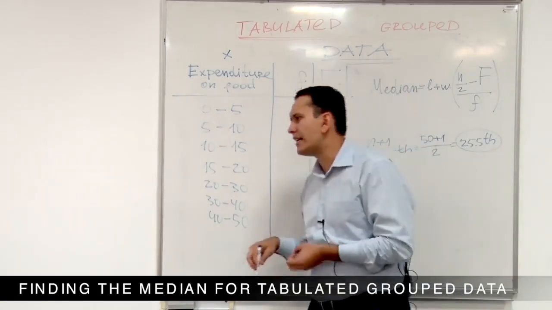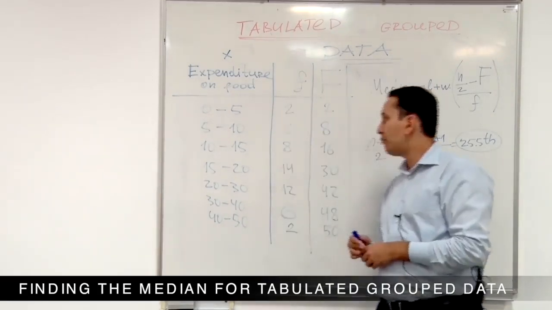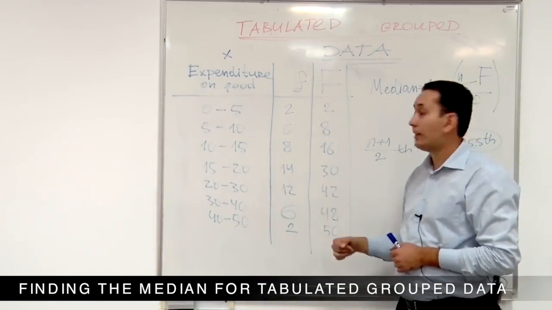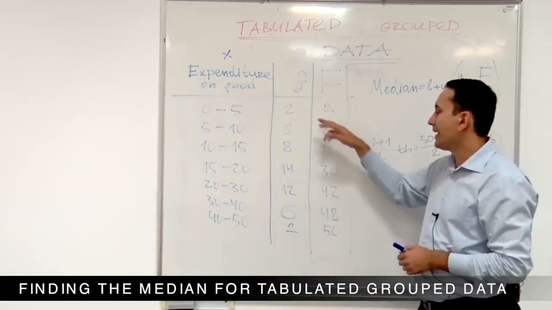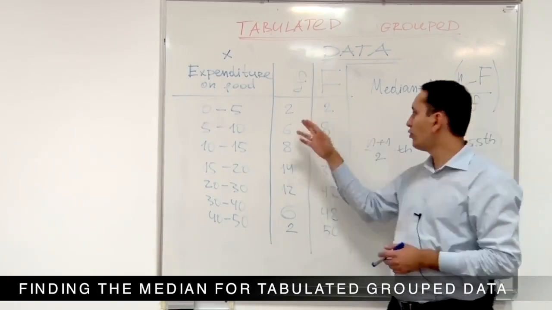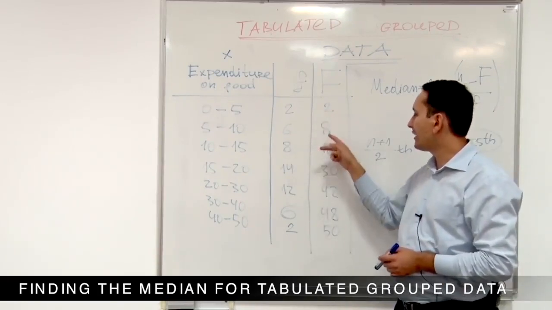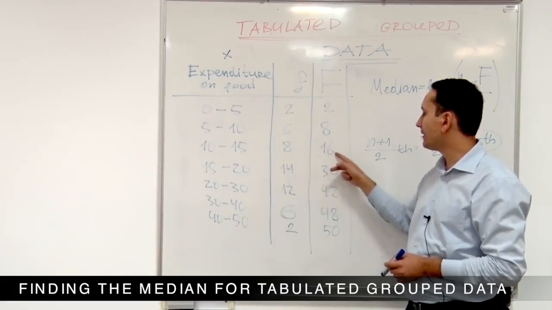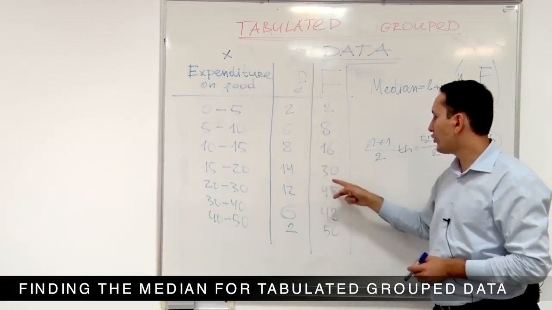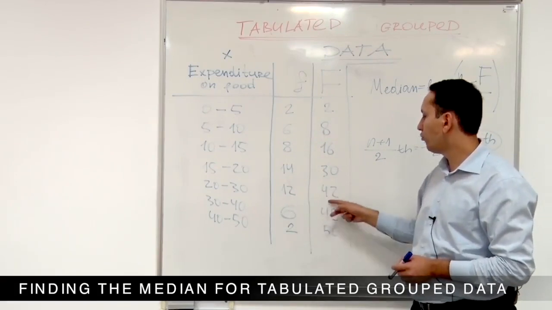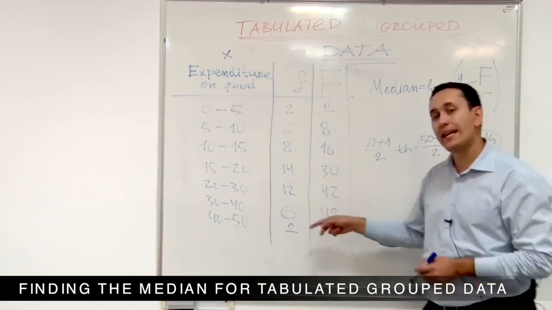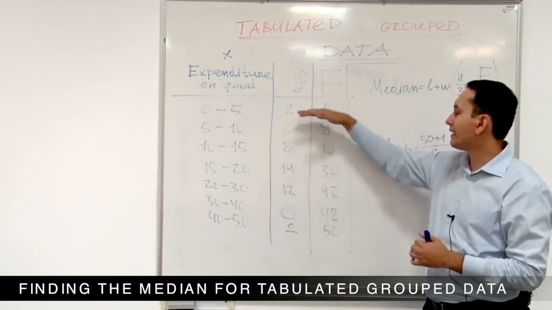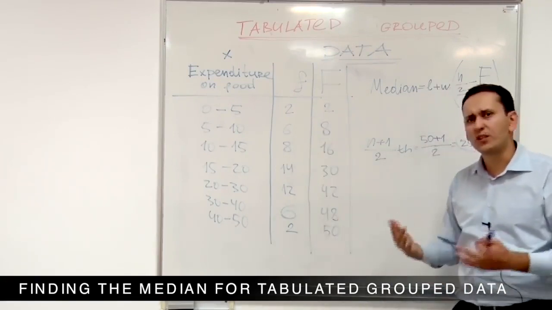Now let me write down the frequency for each of these. Now that we have the table of expenditure on food and its frequencies, we also calculated the cumulative frequency by adding up the previous frequency. For the first one, we just write 2. For the next one, we add 6: 2 plus 6 is 8. 8 plus 8 is 16. 16 plus 14 is 30. 30 plus 12 is 42. 42 plus 6 is 48. And 48 plus 2 is 50. So it's basically accumulating the previous data and giving us a cumulative frequency column.